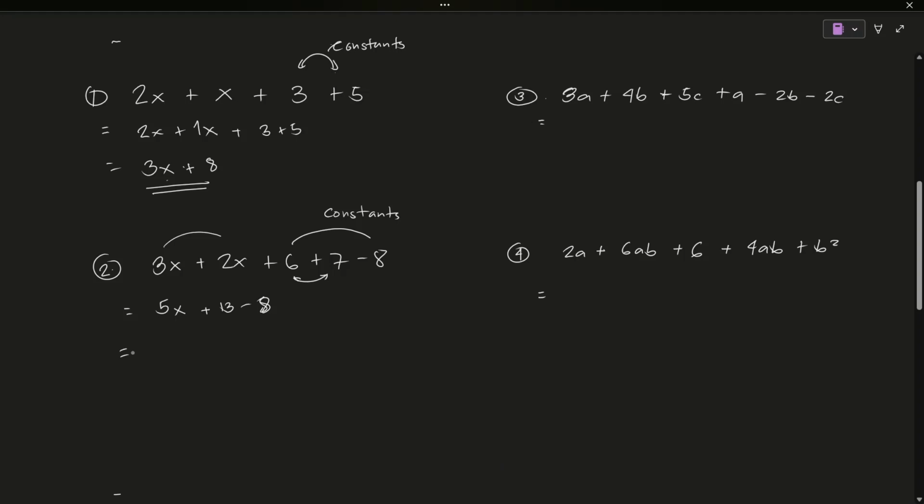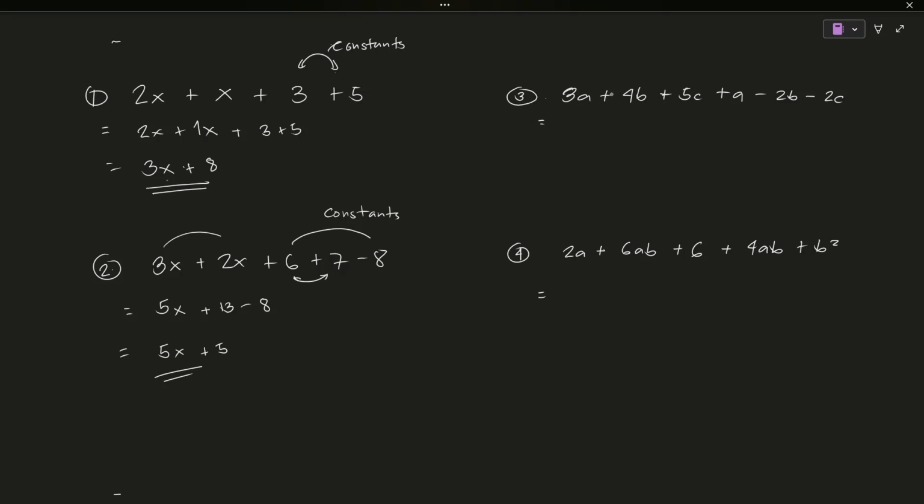Okay, so let's check if there are still the same terms. So 5x, there's no other term that has an x. So let's just copy the 5x. For the 13, the other constant is negative 8. So positive 13 minus 8 is positive 5. So this is the final answer.